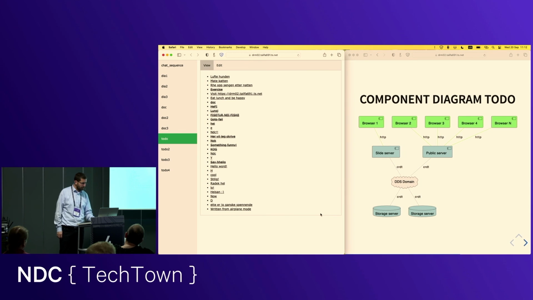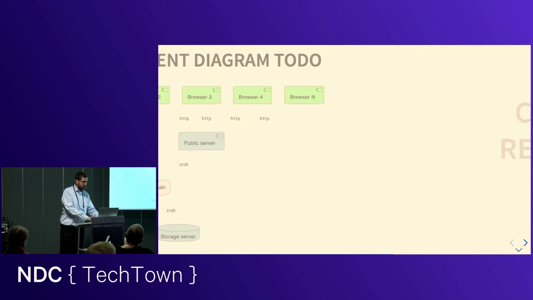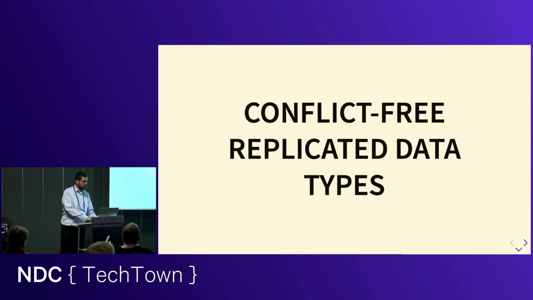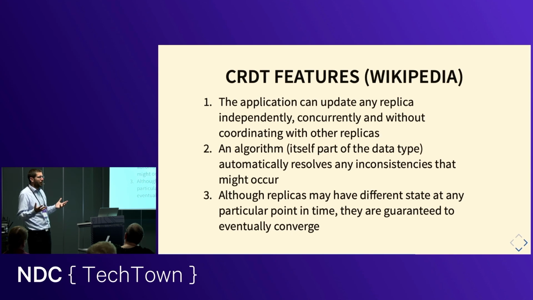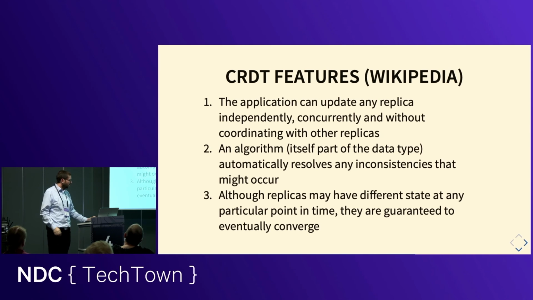Then I still have a couple of minutes, so I thought I'd do a bit more about CRDTs and what they actually are, because it's useful to know something about them if you're going to use them. Wikipedia has this to say: it allows you to update replicas independently without coordination. And the algorithm for conflict resolution is part of the data type.